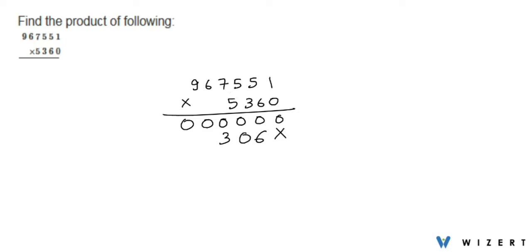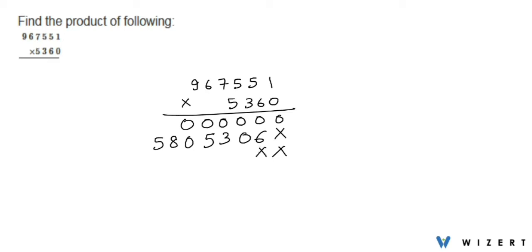So 6 multiplied by 7 is 42, 42 plus carry 3 is 45, 4 is the carry now. Now 6 multiplied by 6 is 36 plus 4 will give 40, so 0 and 4 is the carry. So 9 multiplied by 6 is 54 and 54 plus 8 will give 58.